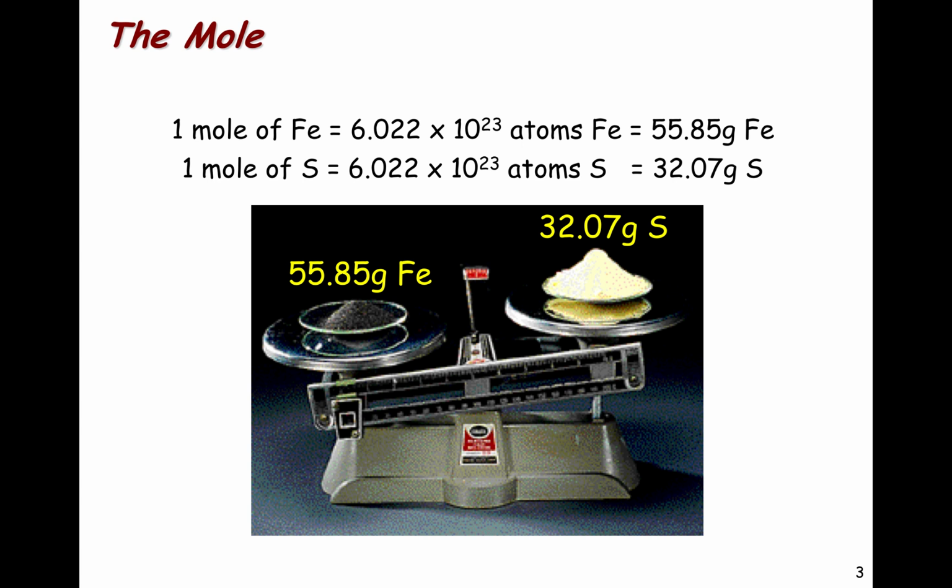If we have a corresponding number of sulfur atoms, then sulfur, being smaller than iron, would have a different mass, even though we have exactly the same number of atoms. So 1 mole of sulfur is 32.07 grams.